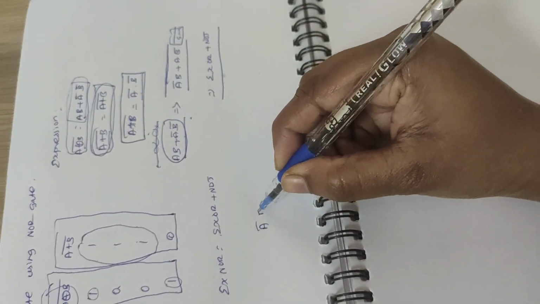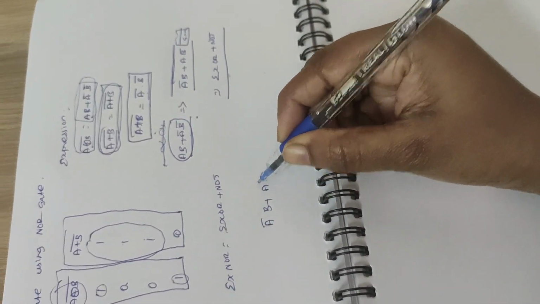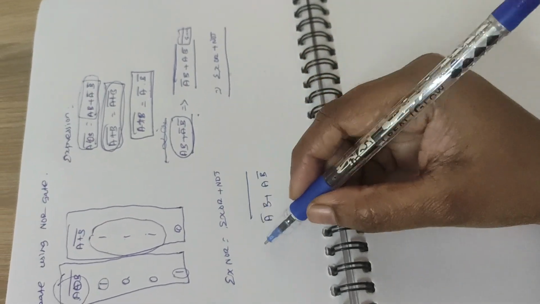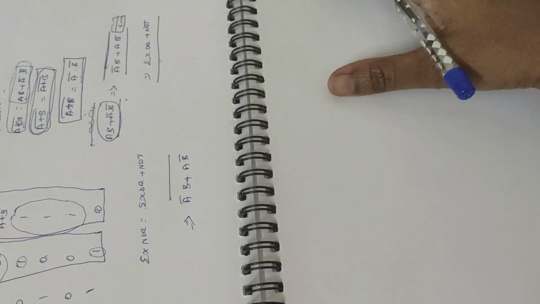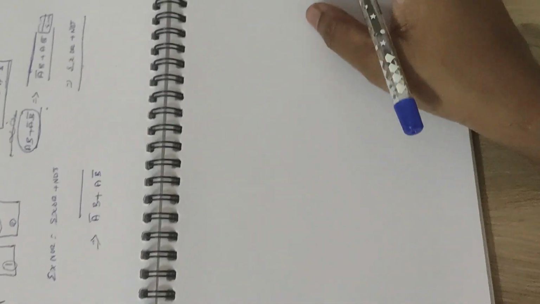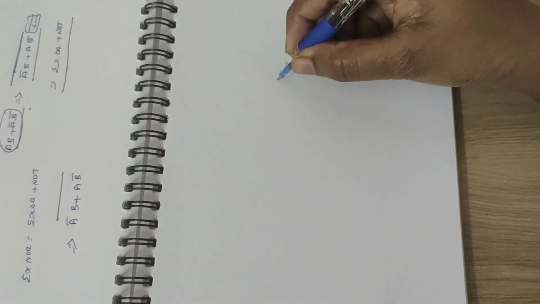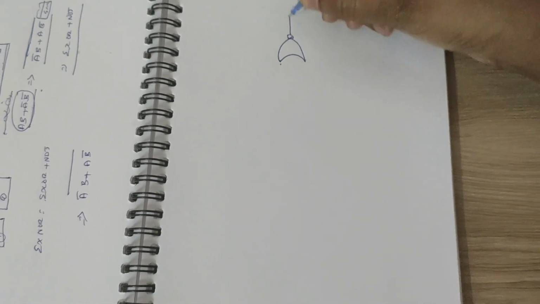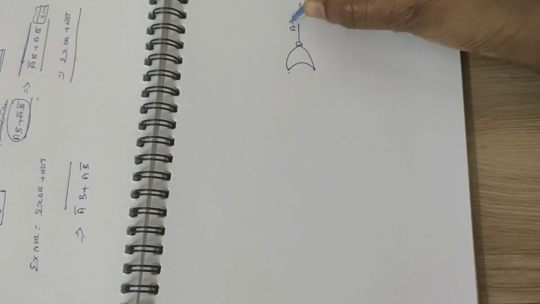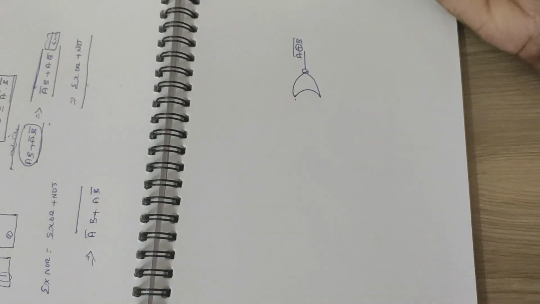So now what I have to implement is A bar B plus AB bar, the whole bar. This is the circuit I want to implement. For this, first we'll draw our final NOR gate. So if you see, this is the NOR at the output, this is A exclusive NOR B.